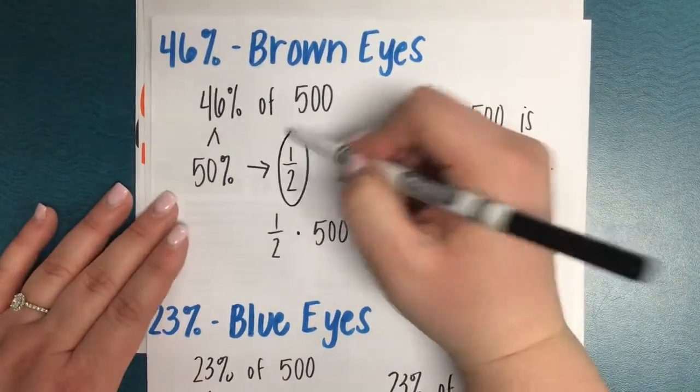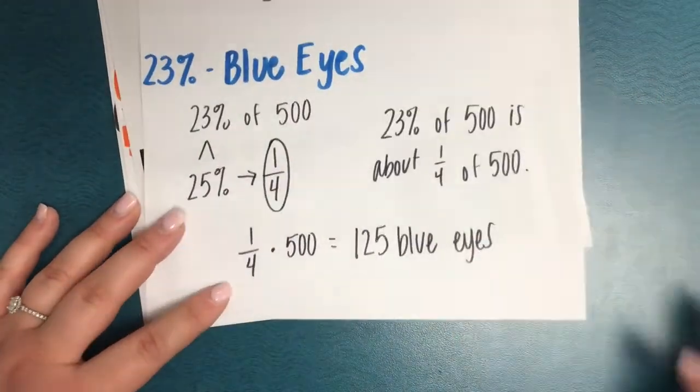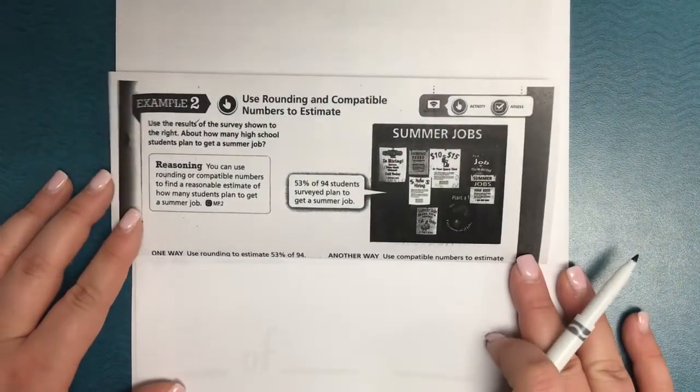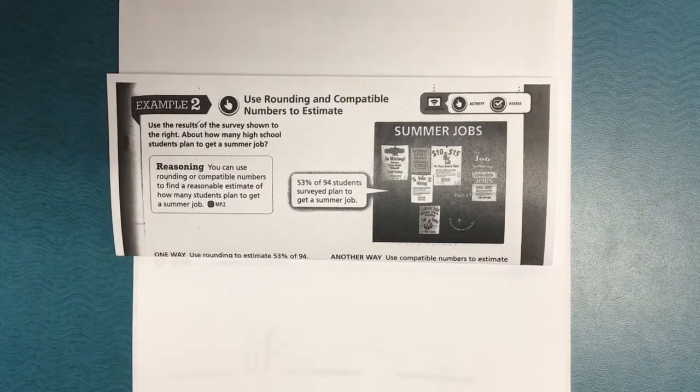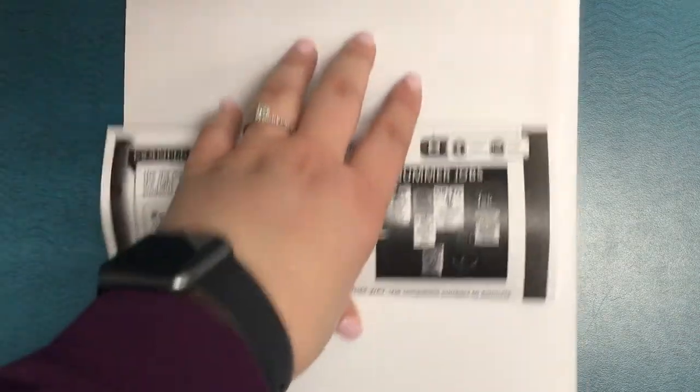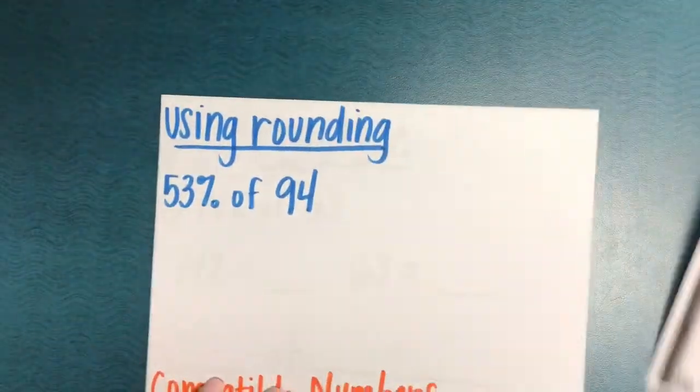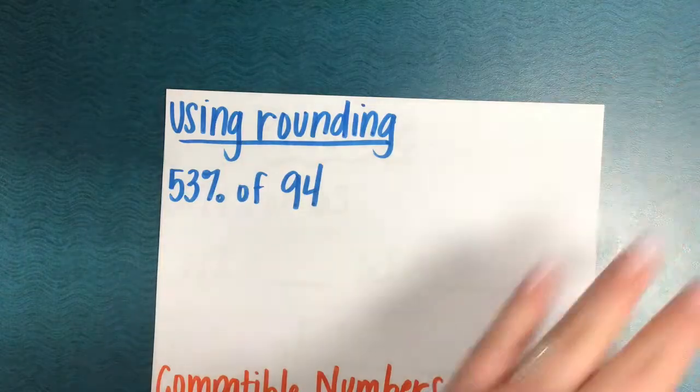So these are fractions that are very familiar to us as sixth graders, okay? The next way is using rounding. So here is a new problem. It says use the results of the survey shown to the right, about how many high school students plan to get a summer job. It says 53% of 94 students surveyed plan to get a summer job. So we're going to use rounding to estimate.